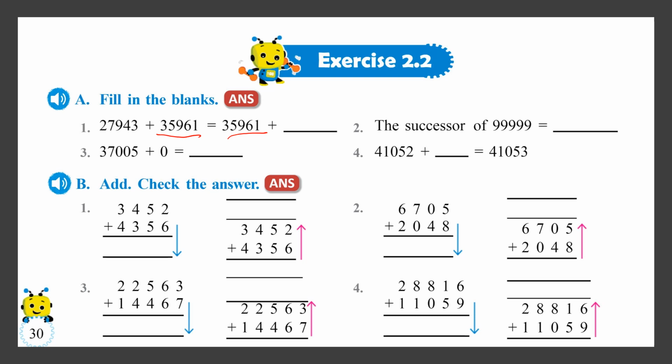So what are you supposed to write? You are going to write the missing number, that is 27,943. So write here 27,943. If you add this, on the other side also it will be the same. Here 35,961 is given, and on the other side also the same number is given. That means the other number is missing. So you have to write the other number, 27,943. Important?